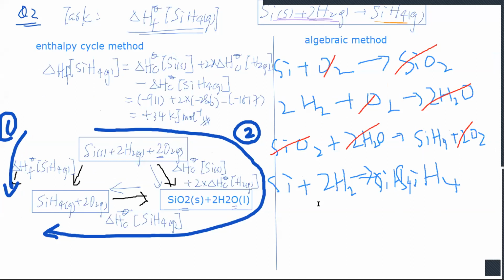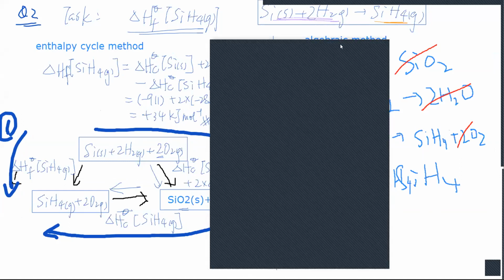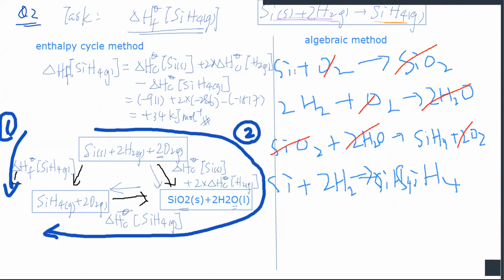Now take a look on the screen. Remember to show the state symbols. Okay, so this is what I would like to remind those guys. State symbols. So you are going to write them down like this. SiH4 is gas. This one, sorry. And now the enthalpy terms.